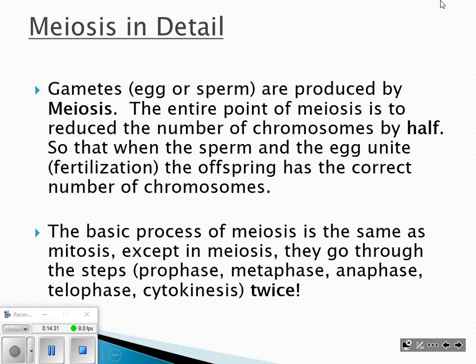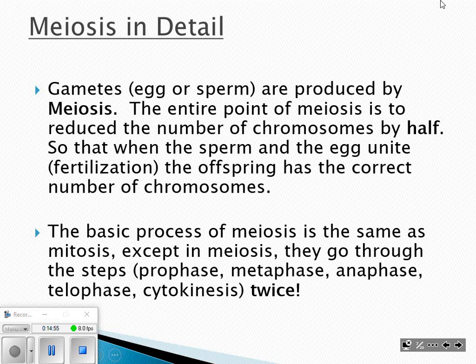So again, gametes, or the egg and the sperm, are produced by meiosis. In mitosis, we said all the body cells did this with the exception of the egg and the sperm. Meiosis is just done by either the egg, if you're female, or the sperm if you're male. The entire point is to reduce that number of chromosomes by half. So when fertilization happens and the sperm and the egg unite, the offspring has a full set.